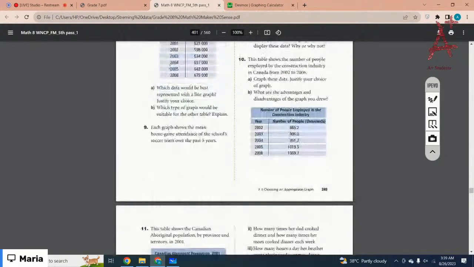Let's see question number 10. This table shows the number of people employed by the construction industry in Canada from 2002 to 2006. Graph these data and justify your choice of graph. What are the advantages and disadvantages of the graph you drew?